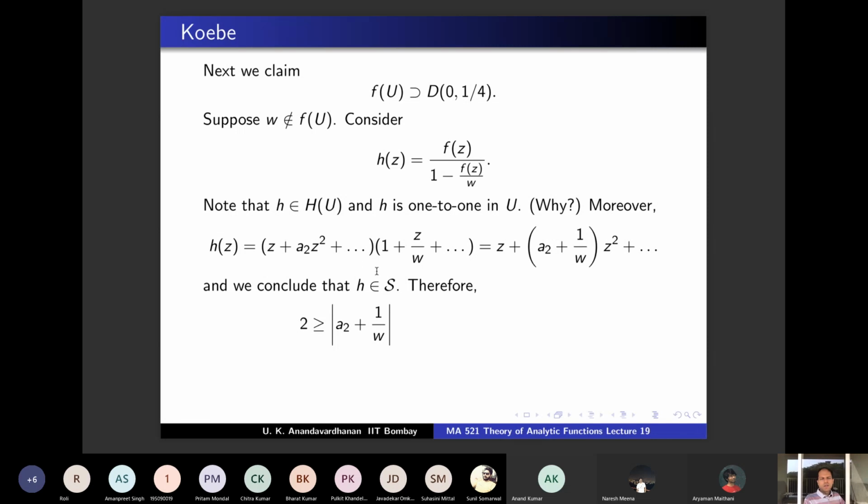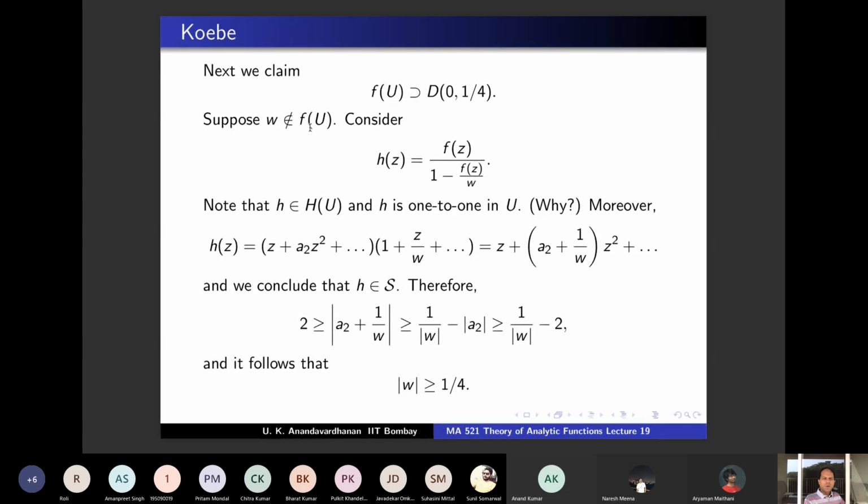If you apply the reverse triangle inequality, this is bigger than or equal to modulus of mod A2 minus mod 1 by W. And in particular, this is bigger than or equal to 1 by mod W minus mod A2 from the reverse triangle inequality. And mod A2 is less than or equal to 2 also. That also you know. And therefore minus mod A2 is bigger than or equal to minus 2. And therefore this is bigger than or equal to 1 by mod W minus 2. In other words, 1 by mod W is less than or equal to 4, minus 2 to this side. So 1 by mod W is less than or equal to 4. In other words, mod W is bigger than or equal to 1 by 4.